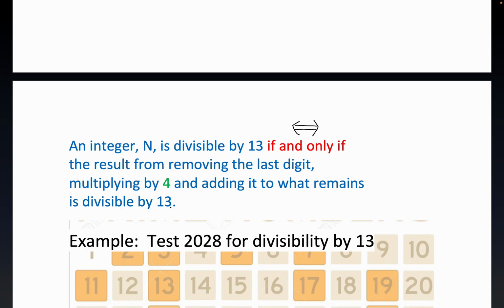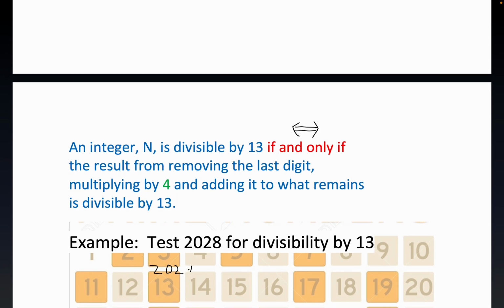Now that's a mouthful, but we're going to make some sense of it with a special case right here. Let's look at 2028 and see if we can show that it's divisible by 13 by this mouthful of words up here. So 2028, that would be 202 after you remove the 8, right? So 202 is what's left after we remove the last digit. Now to that, we're supposed to add 4 times the last digit. So that's plus 4 times 8. So what is that? That's equal to 234. 4 times 8 is 32 plus 202, so you get 234.